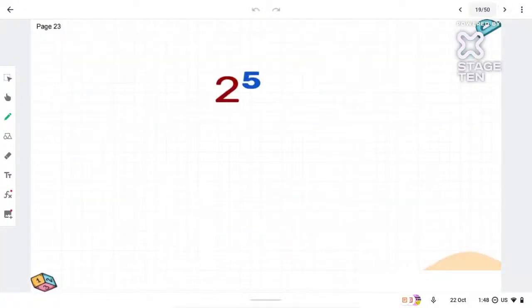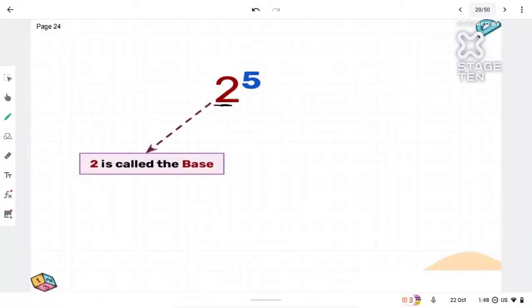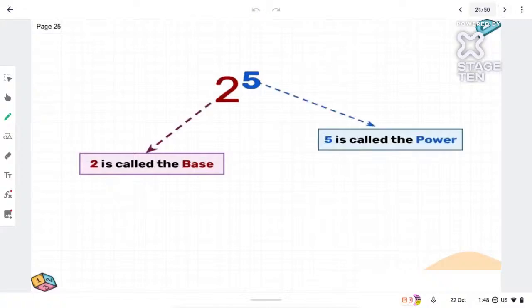Now look over here. We have one exponent given, 2 raised to 5. If you look at it, 2 is known as the base number. Why? Because it is normally written, and above that we write some other number. So this 2 is known as the base. Yes, Deepa, correct. 2 is the base. Now, second is the 5 which is above. 5 is known as the power.